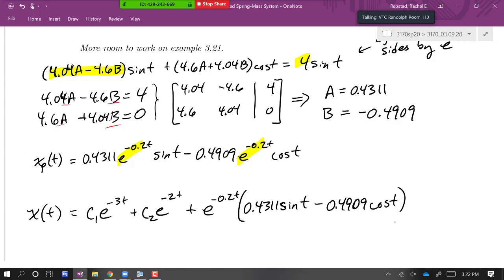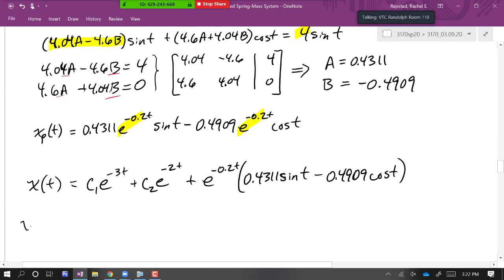What's left to do? Solve for C1 and C2. We need those initial conditions, so we're going to find one more derivative. But it's only the first derivative. We don't need any second derivatives. It'll be okay. Don't worry, everybody.